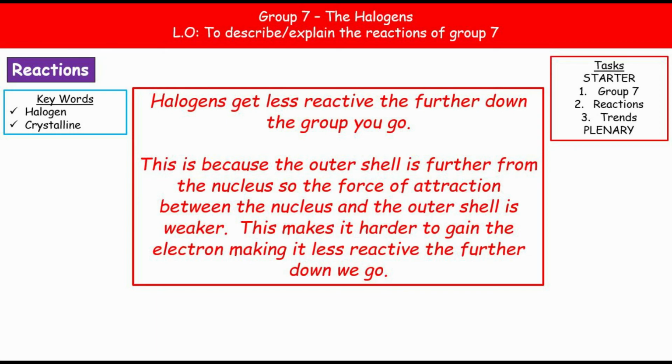But with the halogens, they need to gain one more electron. So what we find is having that weaker force of attraction means it's harder to gain that electron, and therefore they get less reactive the further down we go, because that outer shell is further from the nucleus, giving us a weaker force of attraction and making it harder to gain that electron.